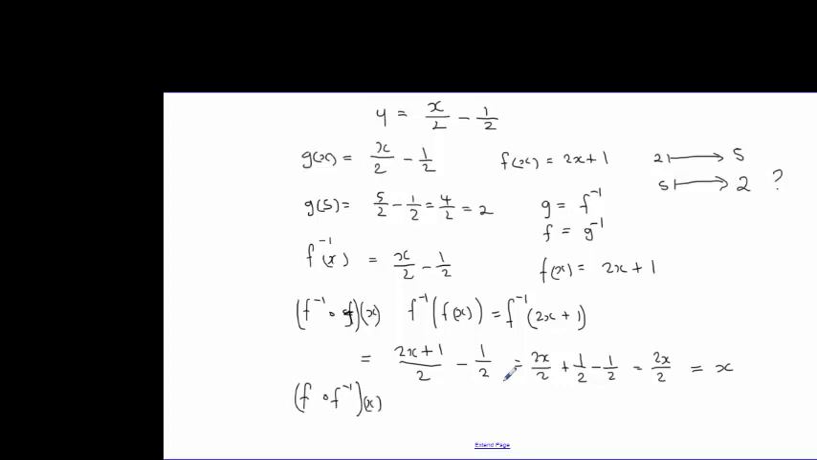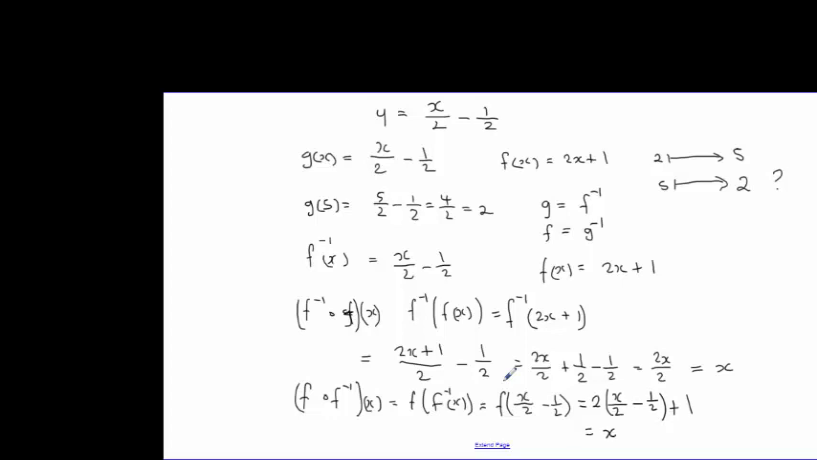F after inverse, which will say F in brackets, inverse of F, brackets, then we say F at what? At x over 2 minus 1 over 2. That's F inverse. Then F says, I multiply by 2 and add 1. Then F performs this action, multiply by 2 and add 1.